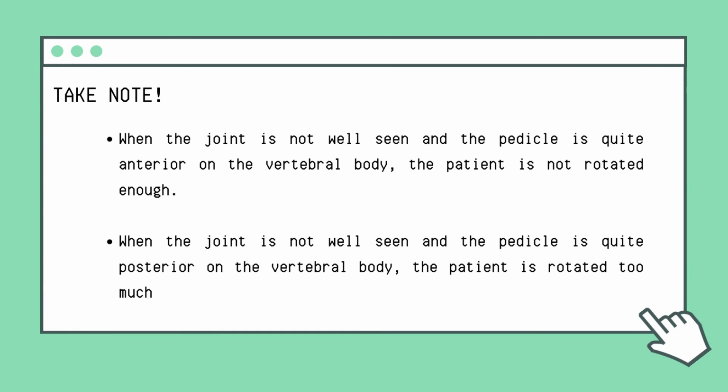Take note of the following. When the joint is not well seen and the pedicle is quite anterior on the vertebral body, the patient is not rotated enough. When the joint is not well seen and the pedicle is quite posterior on the vertebral body, the patient is rotated too much.